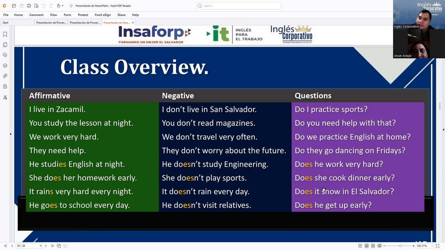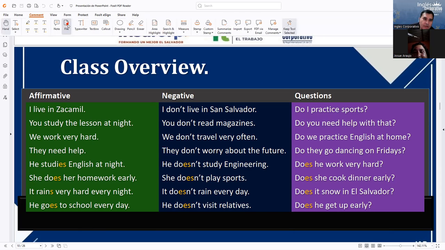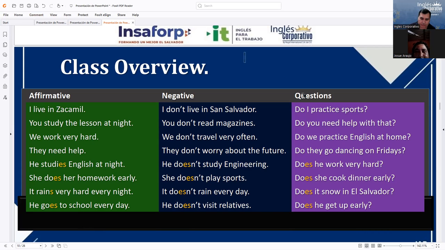It es una cosa. Es impersonal. Does it snow in El Salvador? ¿Neva en El Salvador? Okay, llueve en El Salvador. Does it rain? Does it rain in El Salvador? So we use it. O un animal. El gato. Does the cat eat? Does the cat sleep? So we use does. For the others, you use, like, for example, you, we, they. Okay, what do we use? Do.